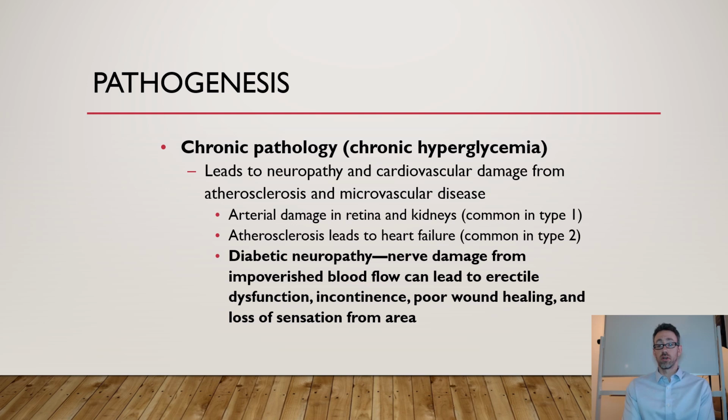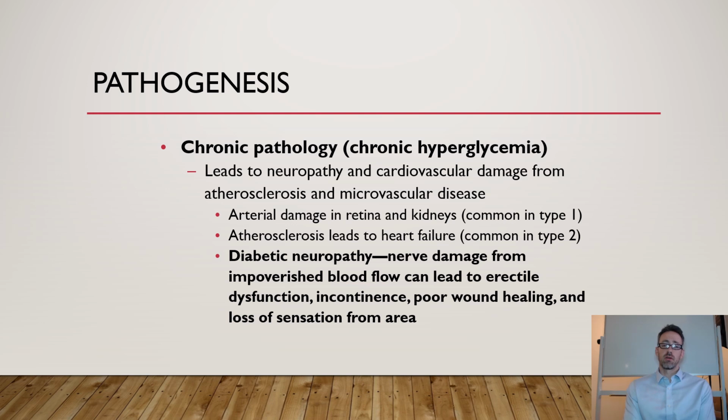In terms of chronicity, you have hyperglycemia over long periods of time. This, especially if it's been uncontrolled or undiagnosed, particularly in type 2 diabetics, leads to neuropathy, right? Problems with the neural signaling, cardiovascular damage from atherosclerosis, microvascular disease, kidney failure. Arterial damage in the retina and the kidneys is very common in type 1, but can be seen in type 2 as well. Atherosclerosis leads to heart failure, and that's more common in a type 2.